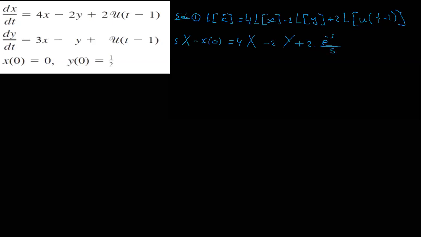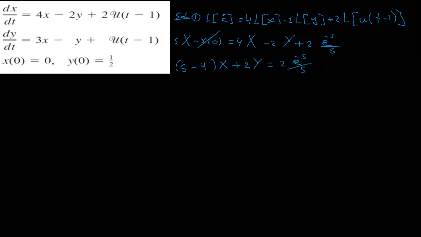Now I'm going to collect all x and all y on the left-hand side. And x of 0 is 0, so cancel it out. Now I'm going to move 4X here and take X as common factor, so you have s minus 4. And move 2Y, so it will be plus 2Y equal 2e to the negative s divided by s. This is my first equation.